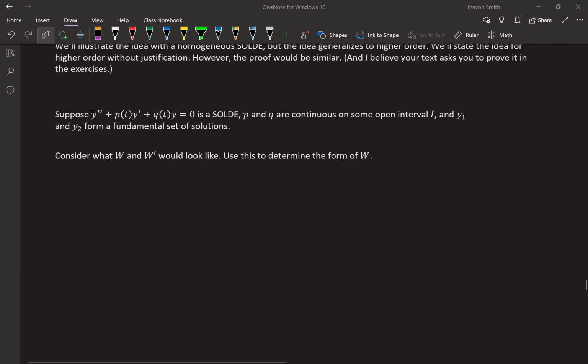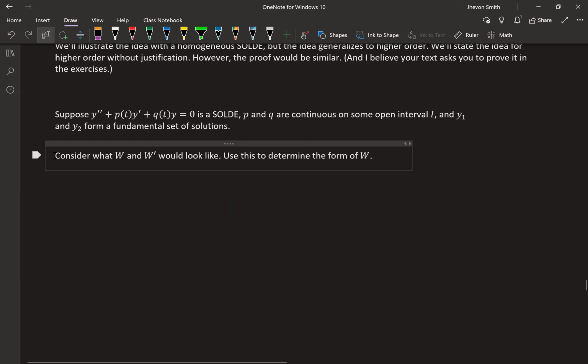So suppose I have this second order linear differential equation. It's homogeneous, it's right here. P and Q are continuous functions on some open interval, and y1 and y2 are a fundamental set of solutions on that interval, meaning the Wronskian of y1 and y2 is non-zero, they are not redundant, and the general solution to this looks like C1 y1 plus C2 y2, right? All of that we know in the background.